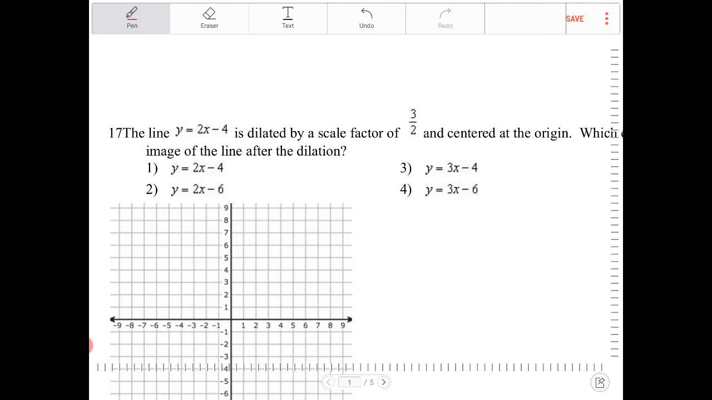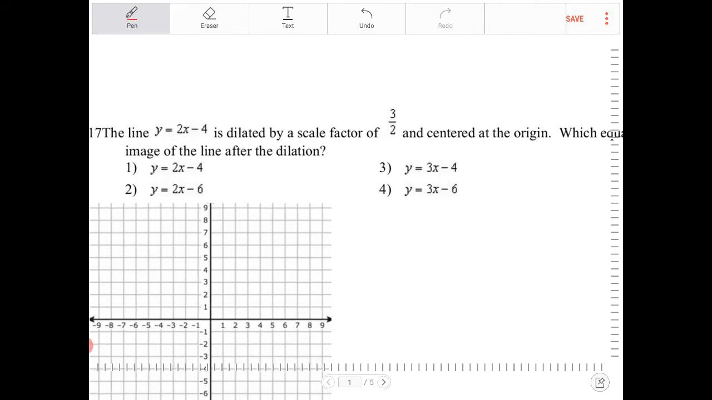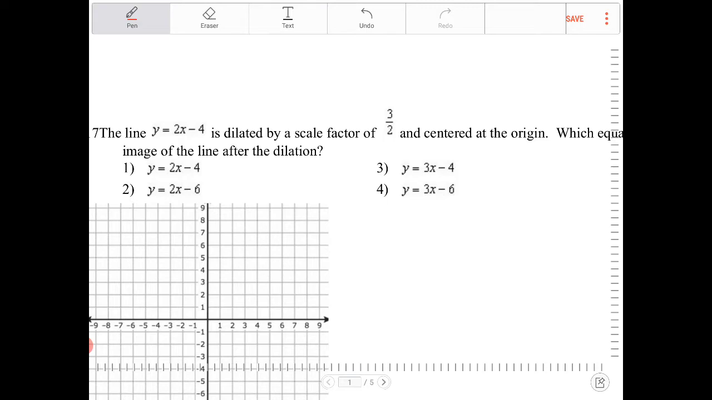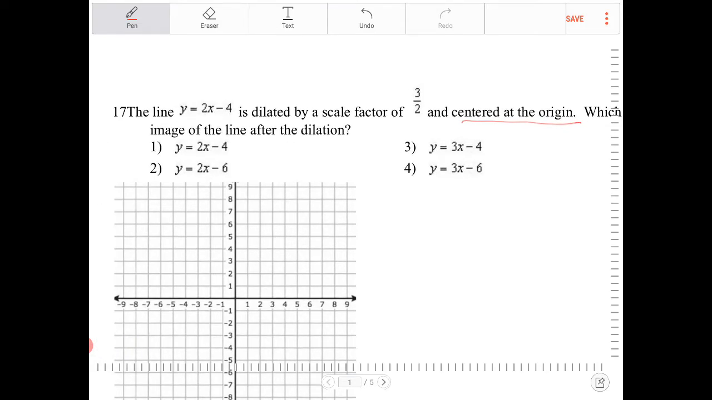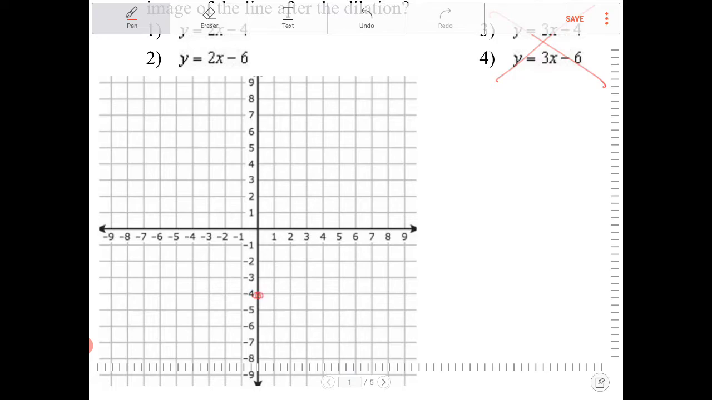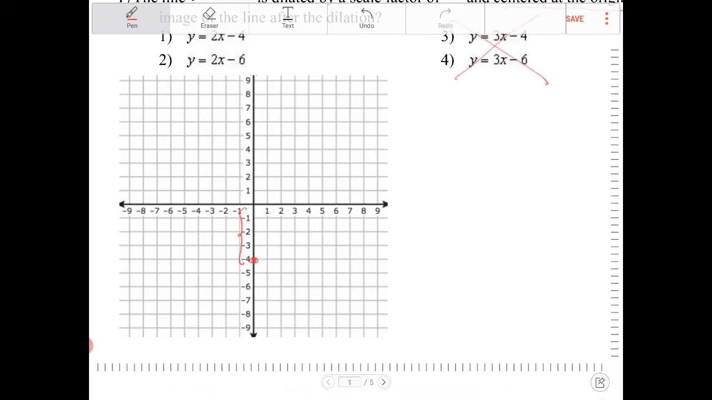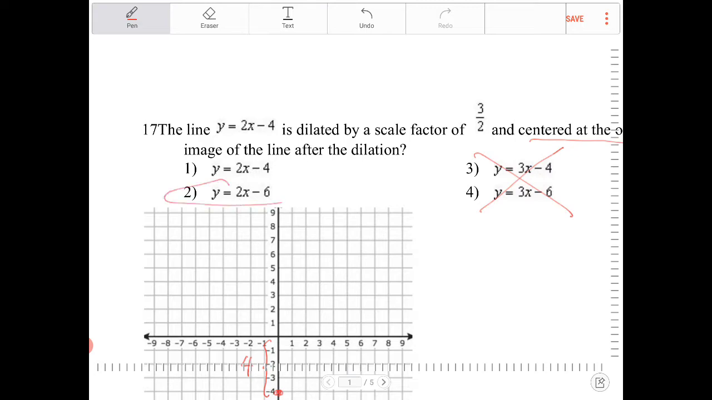Okay. The line y equals 2x minus 4 is dilated by a scale factor of 3/2. Keep in mind that it's dilated over the origin, of course, so the slope will always be positive 2, which immediately eliminates these two options here. So the y-intercept is at negative 4. If I dilate this length by a factor of 3/2, where will negative 4 end up? It will end up at negative 6, because the length of 4 times 3/2 is 6. So the equation will end up being option 2 here.